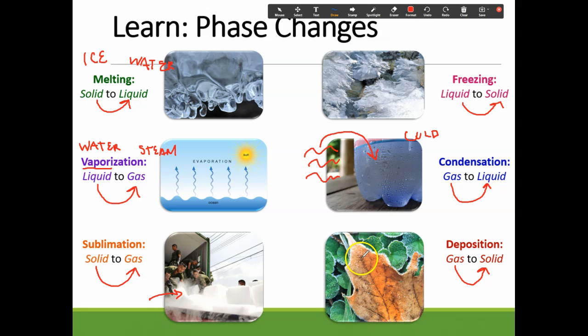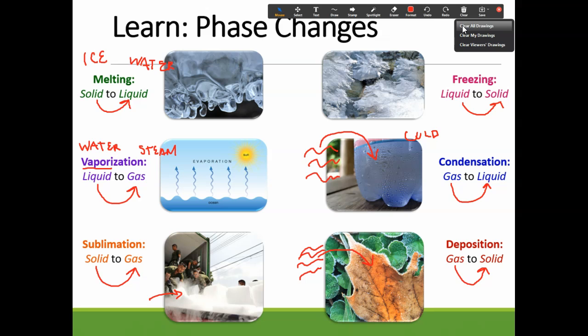Example here would be like frost, when it gets really, really cold very rapidly, and the gas from the atmosphere, again, we have gaseous water in our atmosphere, will actually freeze onto plants or grass and will deposit there as frost, as ice. All right, so that would be the opposite.